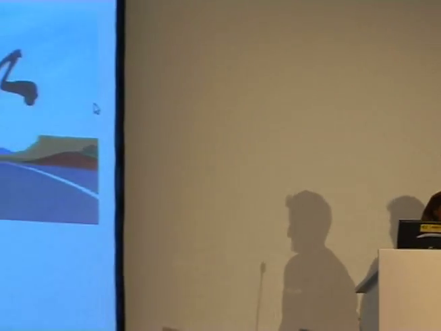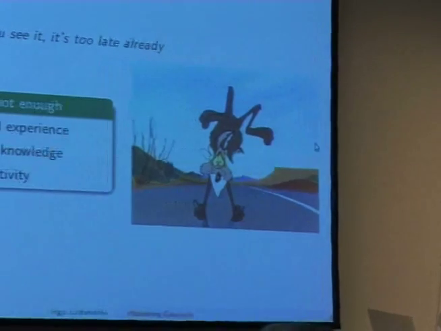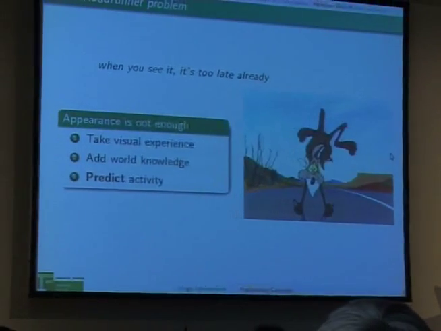Right. And then there's one other problem that I like to call the roadrunner problem, which is also the motivation for this title of this talk. And as you can see, poor Wile E. Coyote here is a little bit too late, and the roadrunner is already gone.